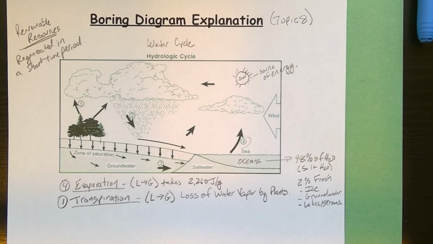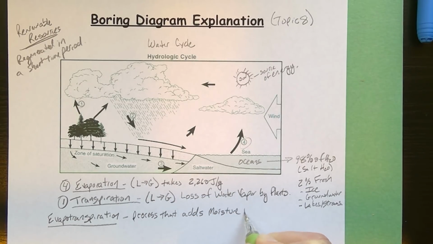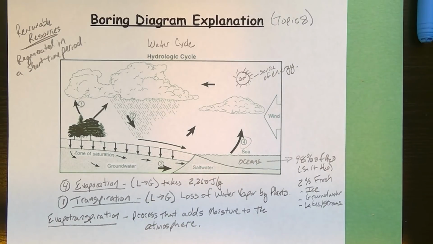Now, frequently they will take those two processes and lump them together. So you'll see the word evapotranspiration, and evapotranspiration is going to be the process that adds moisture to the atmosphere. Now, this is going from 1, which is transpiration, directly to 2, that's precipitation.